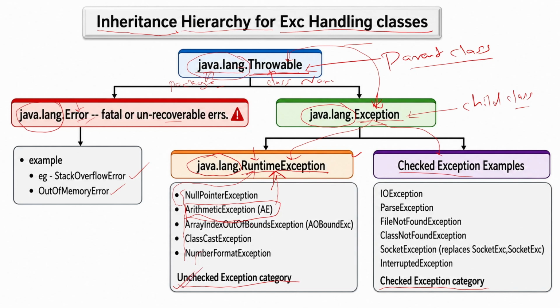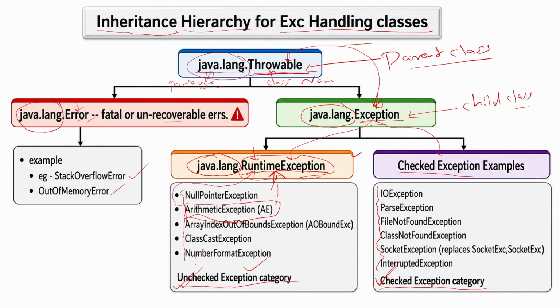Similarly, all those exception classes which are not inherited from RuntimeException are called the checked exception category. As simple as that. So we are dividing unchecked and checked based on the RuntimeException class. Whichever classes are inherited from RuntimeException, we call the unchecked exception category, and those classes which are not inherited from RuntimeException are called the checked exception category.